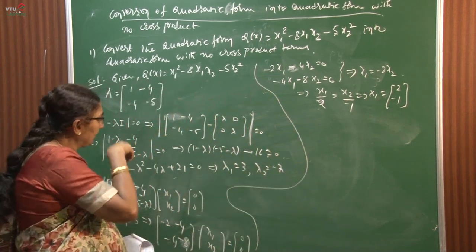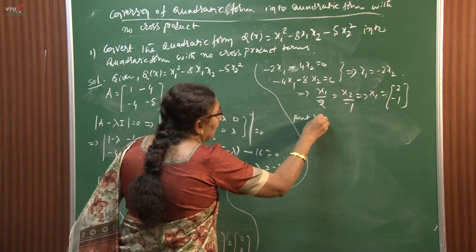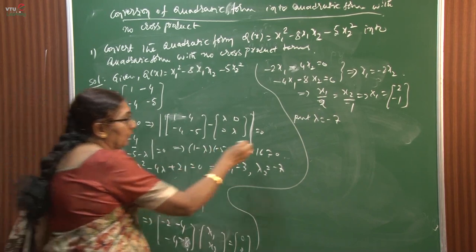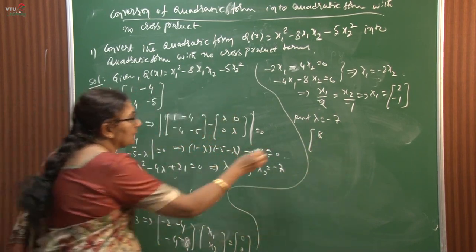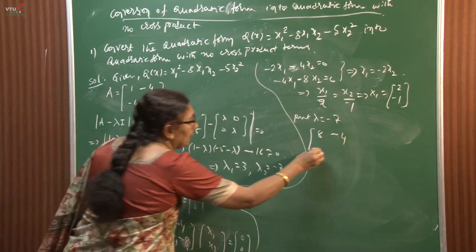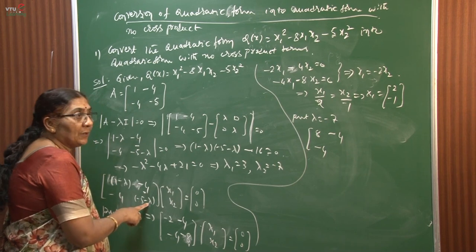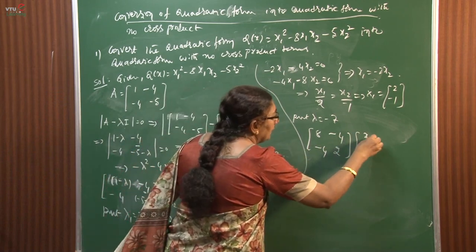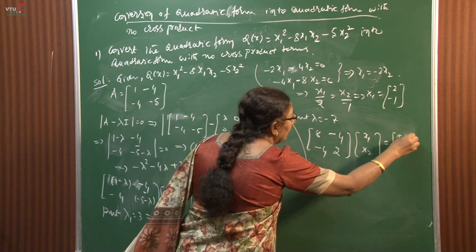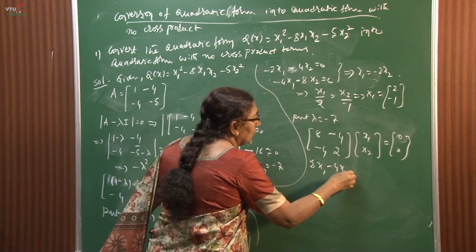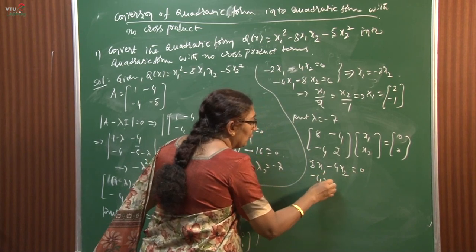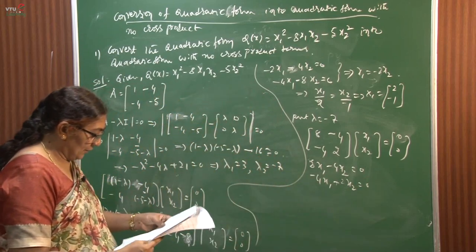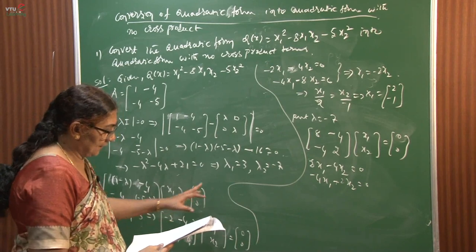Similarly, find another eigenvector. Put lambda is equal to minus 7. Once you put minus 7, 1 minus lambda, minus into minus, what do we get? Plus 8. Minus 4. What's next? Minus 4. Minus lambda minus 7, minus into minus plus 7, we get 2, of x1, x2 equal to 0. Now write the equations: 8x1 minus 4x2 equal to 0, minus 4x1 plus 2x2 equal to 0. We get two equations.